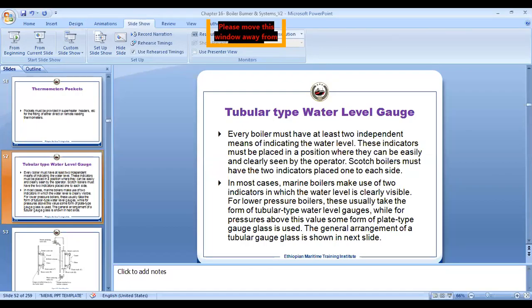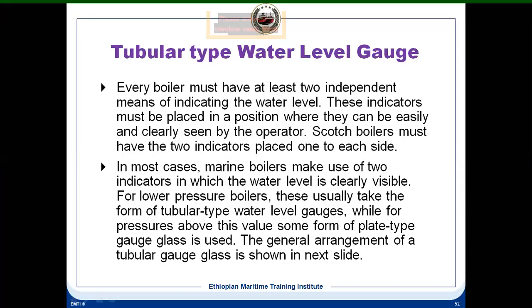So basically, we had touched upon this water level gauge glasses earlier. Now we'll go into water level gauge glass in some more detail. The regulation required that each boiler must have at least 2 independent means of indicating the boiler water level, and these indicators must be placed in a position where they can be easily and clearly seen by the operator.